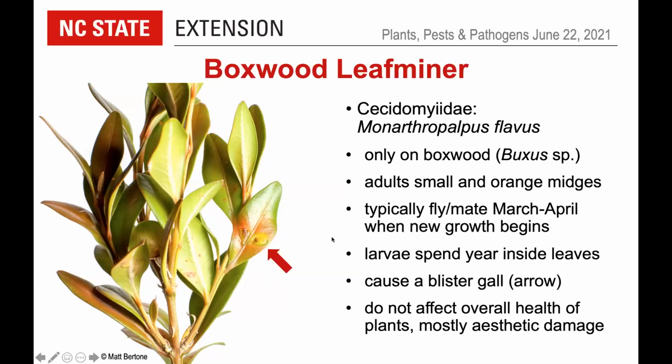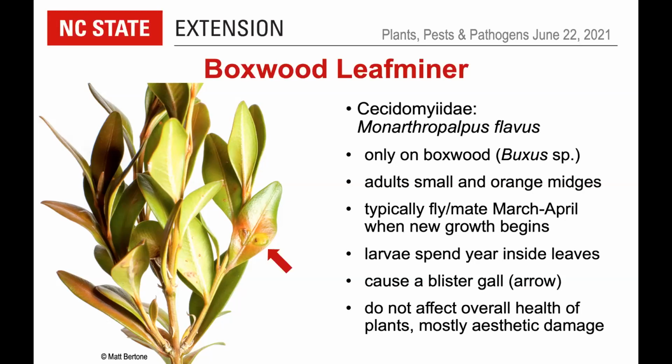They typically fly and mate around March or April when the new growth begins. But for the rest of the year, they spend inside the leaf as larvae. And so they only have one generation per year. Again, the spring adults emerge from the previous year's generation, mate, lay eggs, and develop. Again, another pest that doesn't really kill the plants, but it can make them look bad. There are some controls out there.